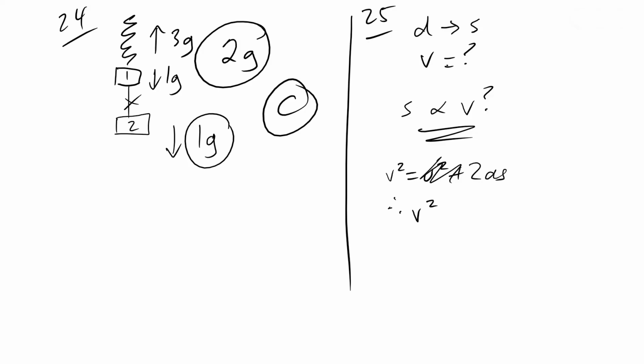So we can say v squared is proportional to s. But we're looking for what's happened to its velocity. So therefore we're going to say v is proportional to the square root of s. And well, they use d instead of s. But if that's gone up by times 2, then that means that velocity has gone up by root 2. Therefore, the answer has to be D.